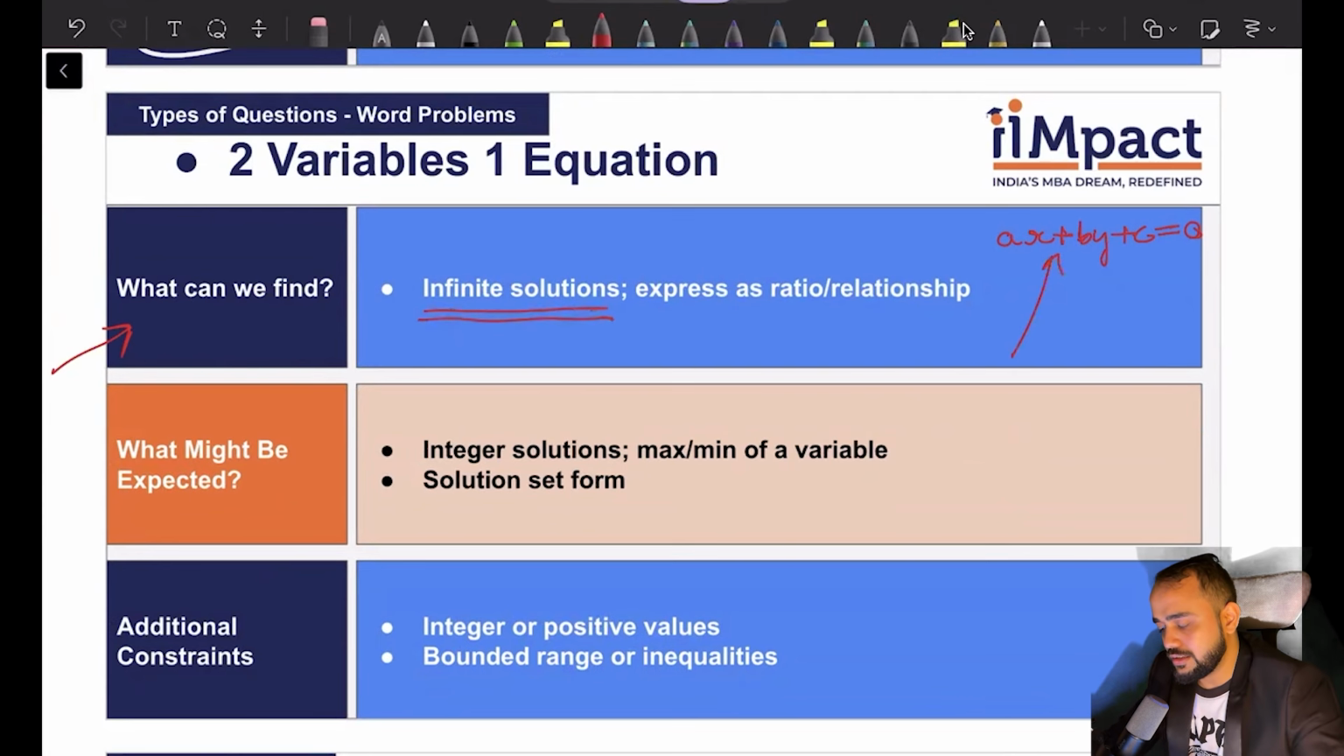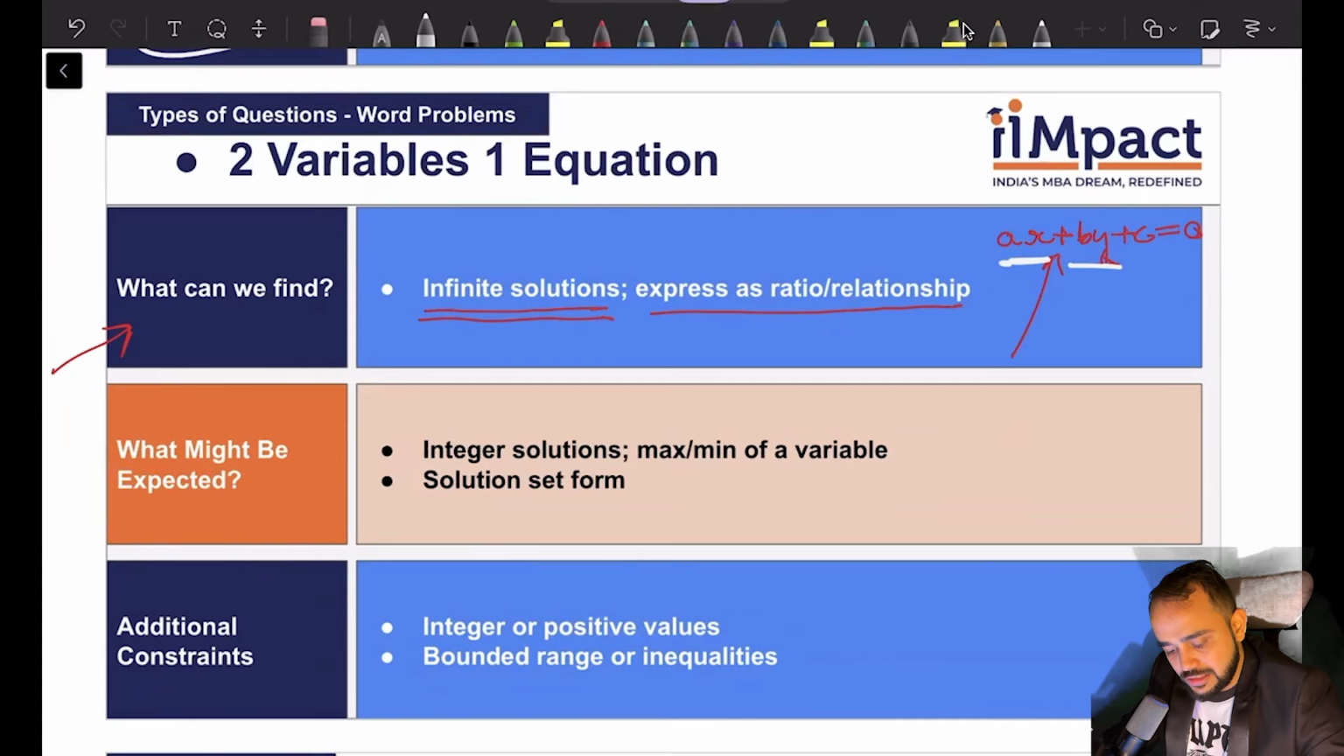If you look at this, this is what? This is a straight line. There are going to be infinite solutions to this. They might ask you for ratio or relationship between x and y. That is something they might ask. They might give you something and ask you for the range. So they now have a lot of freedom to ask you things, and this is what they prefer.